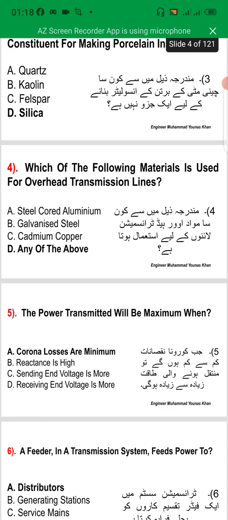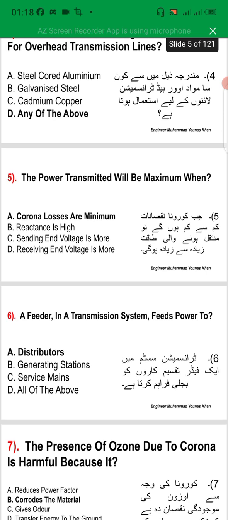Which of the following materials is used for overhead transmission lines? Steel cord, aluminum, galvanized steel, cadmium, copper, any of the above. The power transmitted will be maximum when corona losses are minimum.